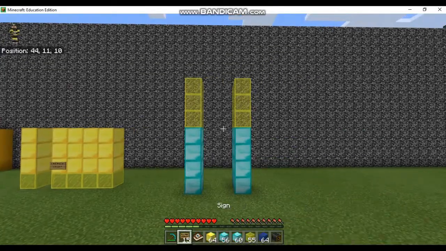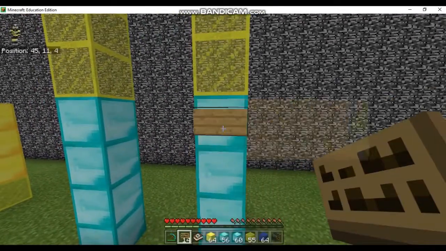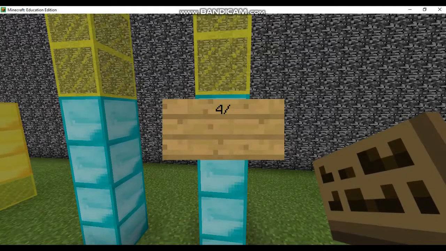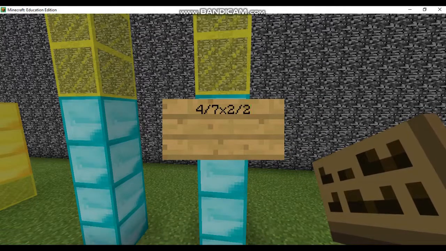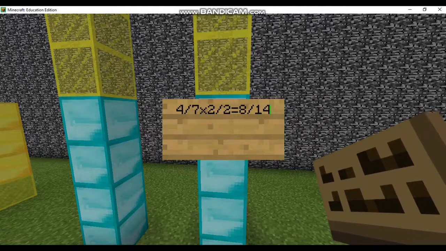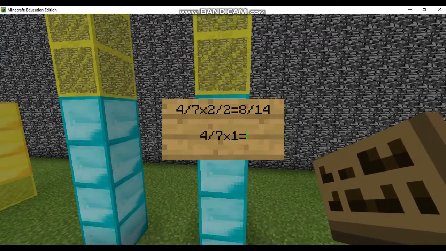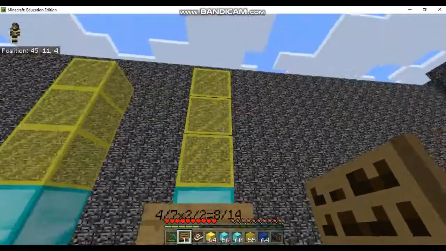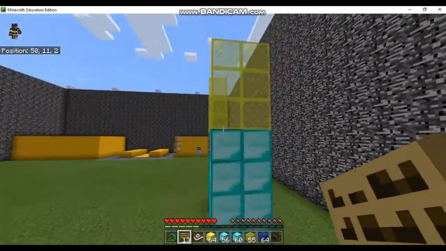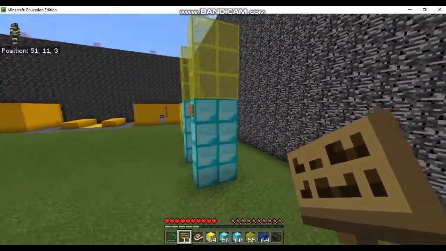So we're going to now put a sign on it. And we're going to write 4/7 times 2/2 equals 8/14. And then we're going to write it with a 1 because 2/2 does equal 1. So it could also be written as 4/7 times 1 equals 4/7. And you see how if you look at this model this way, you see 4/7, but if you look at it this way, you see 8/14.